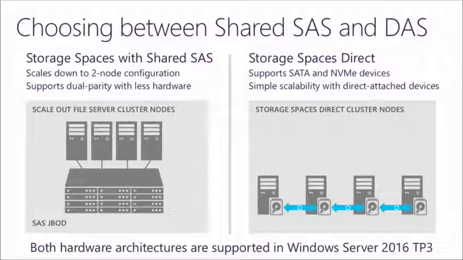You can just do it with 2 as a minimum, and it can support dual parity redundancy with less hardware. Now, obviously, if you want to survive a single disk failure, you're going to need a certain number. This is all documented on TechNet for today as well. If you want to survive an enclosure failure, you're going to need multiple enclosures. But all of that is well documented on TechNet and also on a wiki on TechNet.